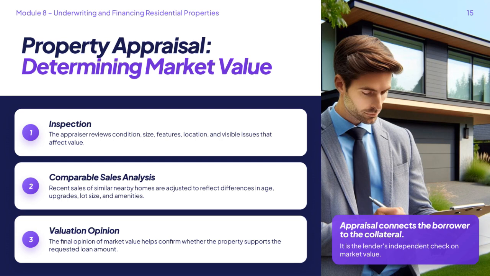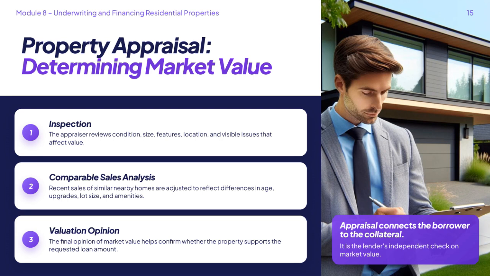Next comes the comparable sales analysis. Here, the appraiser looks at recent sales of similar homes nearby and makes adjustments based on differences like age, upgrades, lot size, and amenities. This helps establish a fair market value by comparing the subject property to others that have recently sold. Finally, all this information flows into the valuation opinion, the appraiser's final market value estimate.